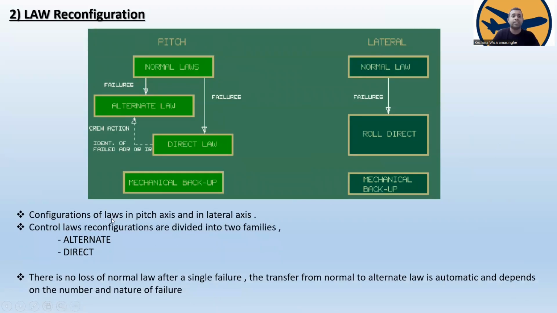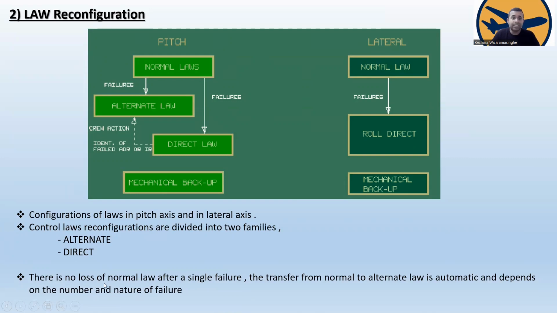Alright, so configuration of laws in the pitch axis and in the lateral axis. Control law reconfiguration is divided into two families: one is alternate and the second one is direct.